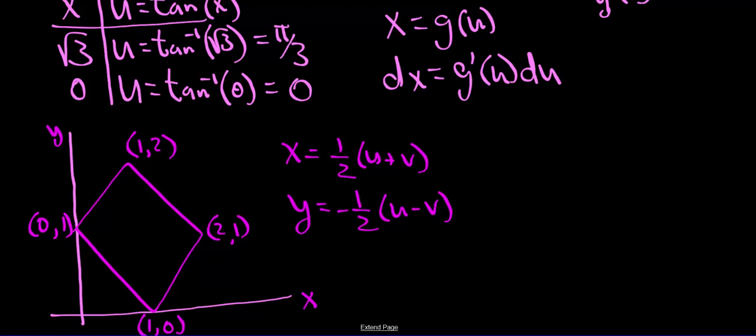So we've got this transformation. Just like before, we'll let x equal tangent u. Now I'm saying we'll let x be 1/2 u plus v, y equals negative 1/2 u minus v. I've got this transformation as it is right here, and I want to solve in terms of u and solve in terms of v. In other words, I want to have x equals, y equals, but I also want to have u equals and v equals. I want to know what those are as well.